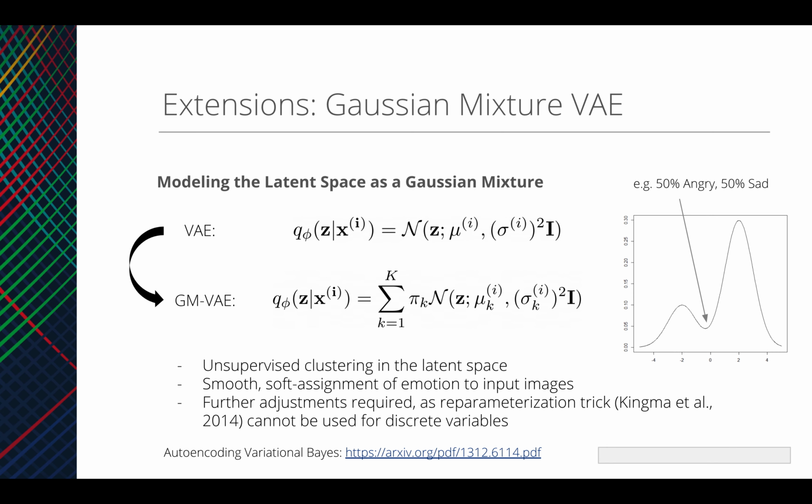We are also considering extending the VAE approach to model the latent space as a Gaussian mixture. Specifically, we can think of learning a smooth multimodal distribution of latent variables to do unsupervised clustering of the images according to their emotions. Further adjustments need to be made in the optimization step, as the reparameterization trick cannot be used for discrete variables, but we think it would be an interesting model to try out.